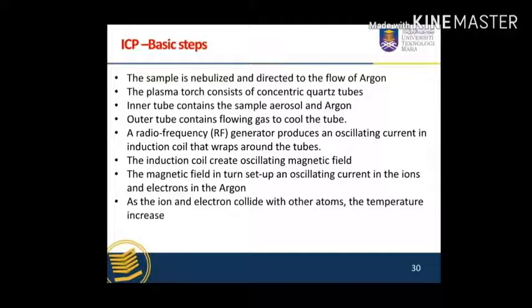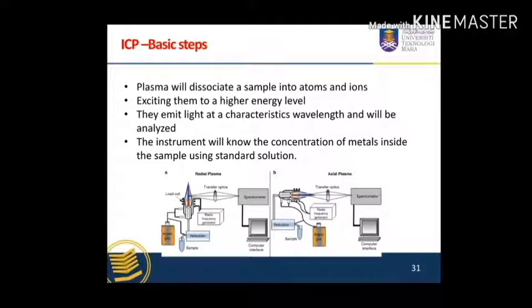A radio frequency generator produces an oscillating current in an induction coil that wraps around the tube. So the induction coil creates an oscillating magnetic field. The magnetic field in turn sets up an oscillating current in the ions and electrons in the argon. As the electrons and ions collide with the atoms, the temperature increases. So the plasma will dissociate the sample into atoms and ions, exciting them into higher energy levels. They emit light at a characteristic wavelength, which will be analyzed. The instrument will know the concentration of metal inside the sample using standard solutions.